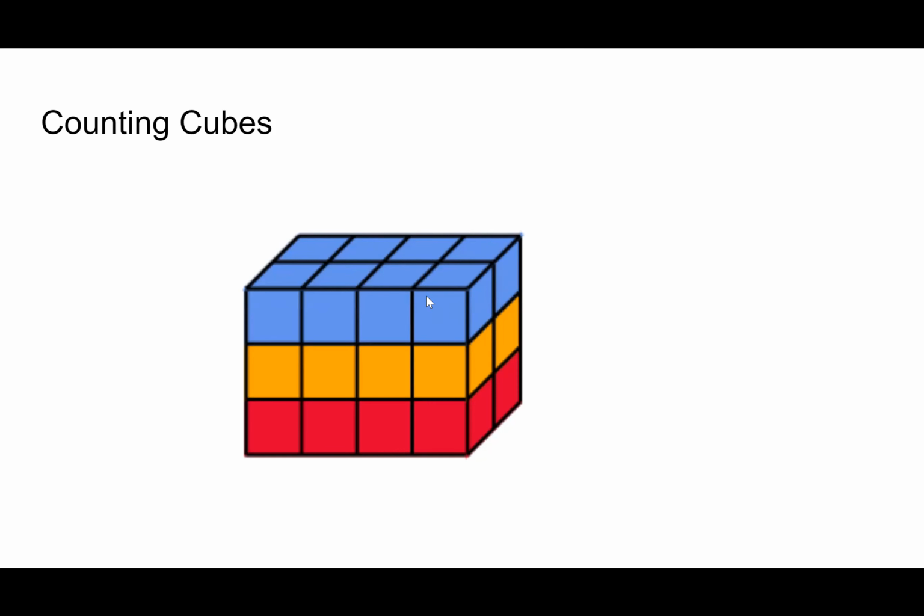So on the top, in the blue, the base, I have 8 of them. In orange, the second layer, I have 8 of them. In red, I have 8 of them. So altogether, I should have 24. I can literally count them, or I can just say the area of the base times the height. So I just said the formula: area of the base times the height.